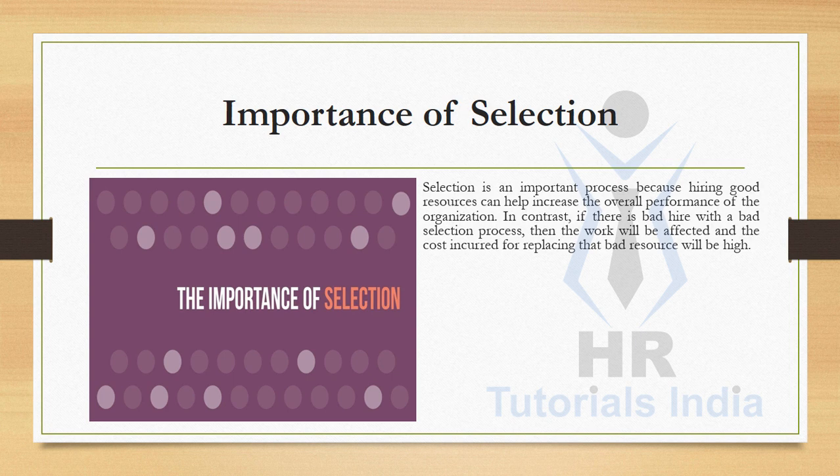Vice versa, if there is a bad hire in an organization with a bad selection process, then the work will be affected due to the bad hire and the cost incurred for replacing the bad resource will be multiplied, which will increase the cost incurred in the hiring process. Hence, selection plays an important role in the hiring process.